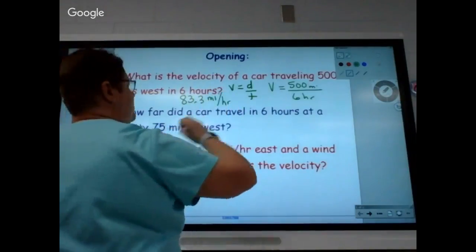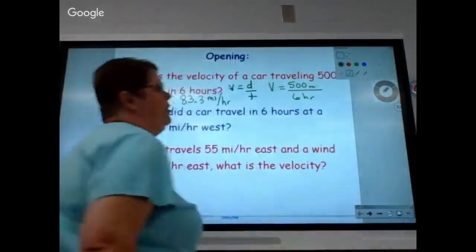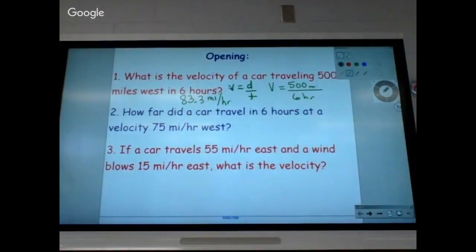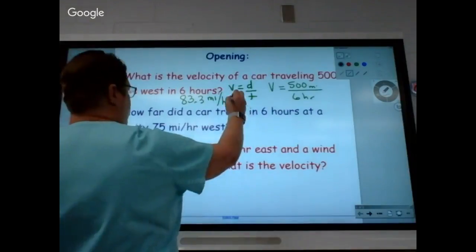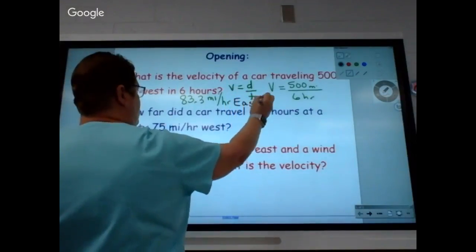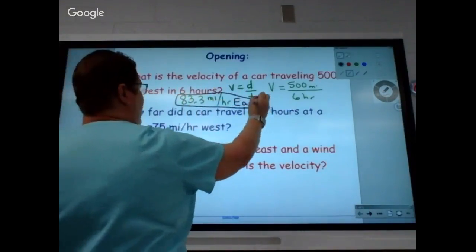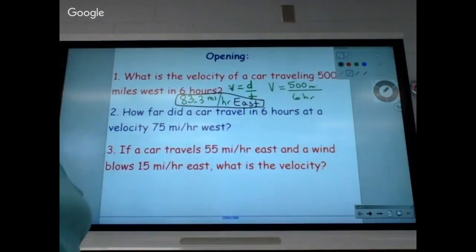Now, this is the piece that was different yesterday when we do velocity. When we do velocity, we have to write a direction because velocity specifies direction. So we write 83 miles per hour east. Like that. Questions? Oh, it said west?